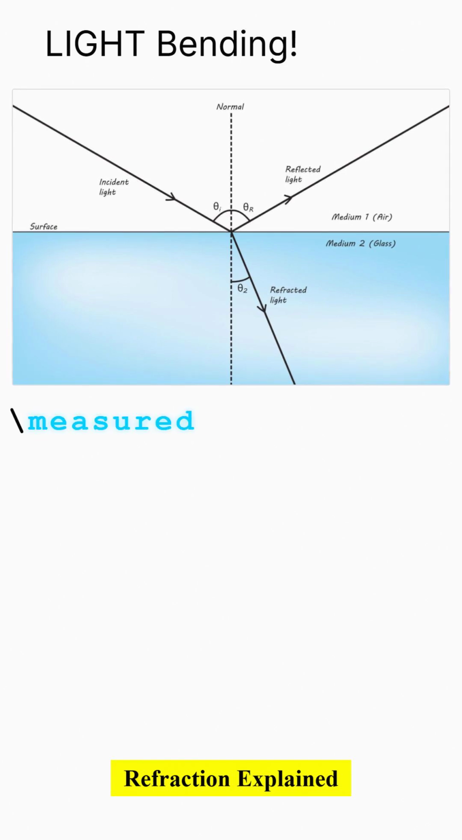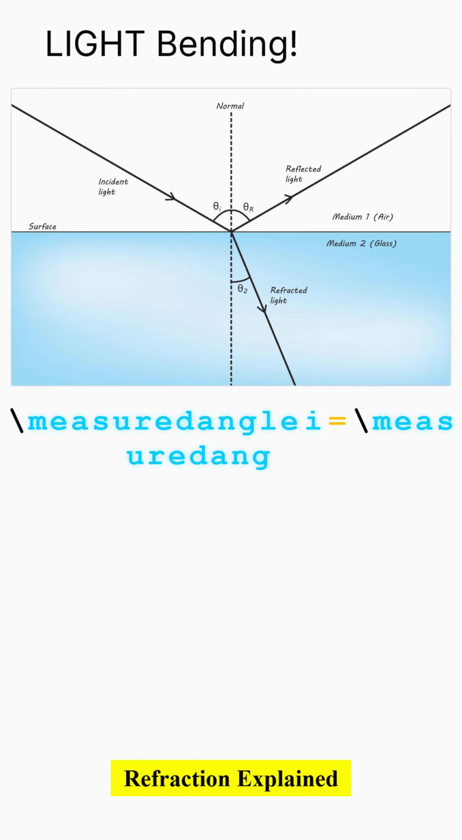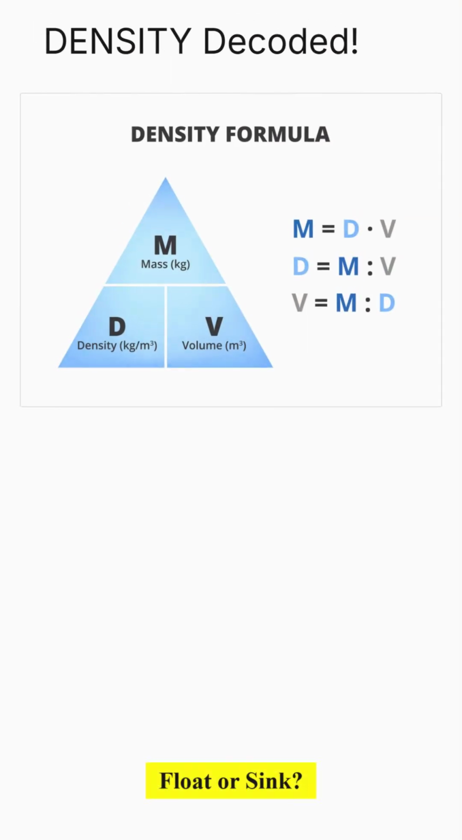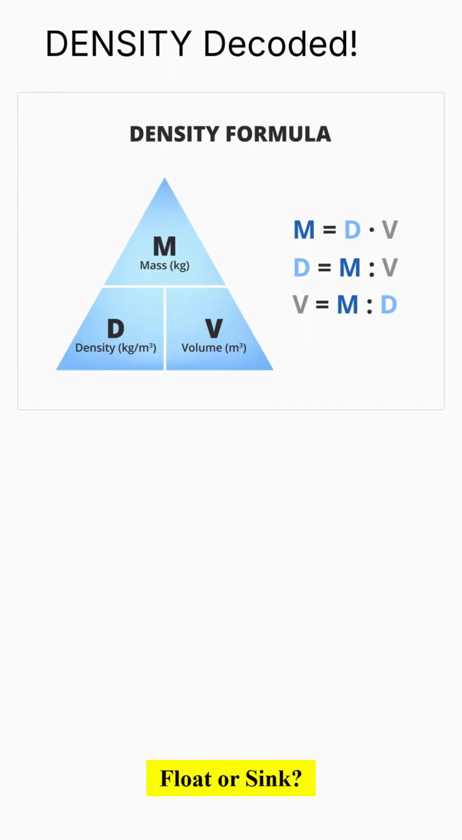Light bends when it changes mediums, a phenomenon called refraction. Angle I equals angle R when reflection happens. Snell's law, sine I over sine R equals n, relates the angle of incidence, I, and the angle of refraction, R, to the refractive index, n, of the material. See the light.